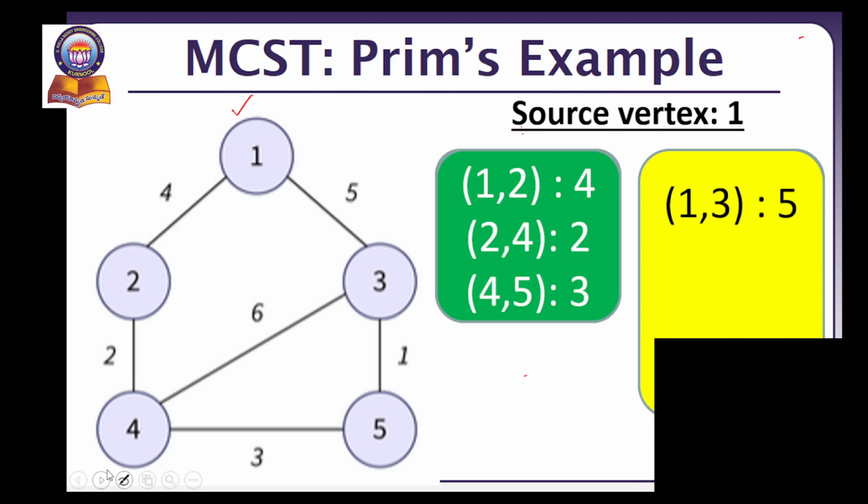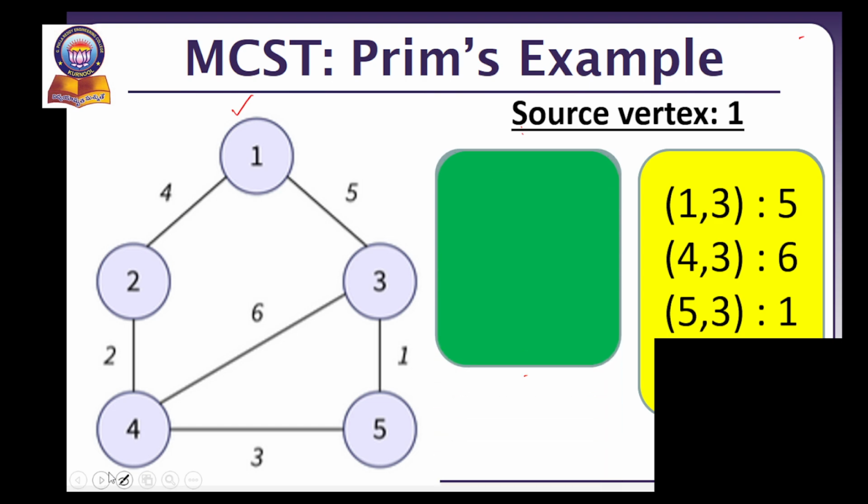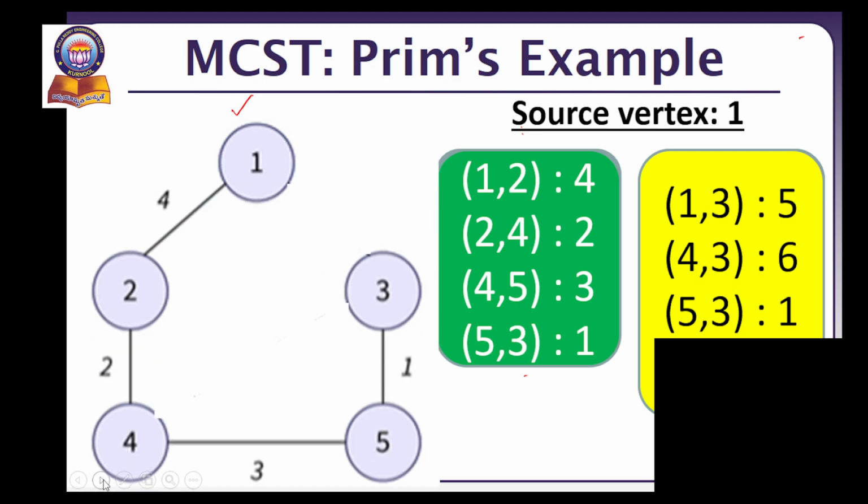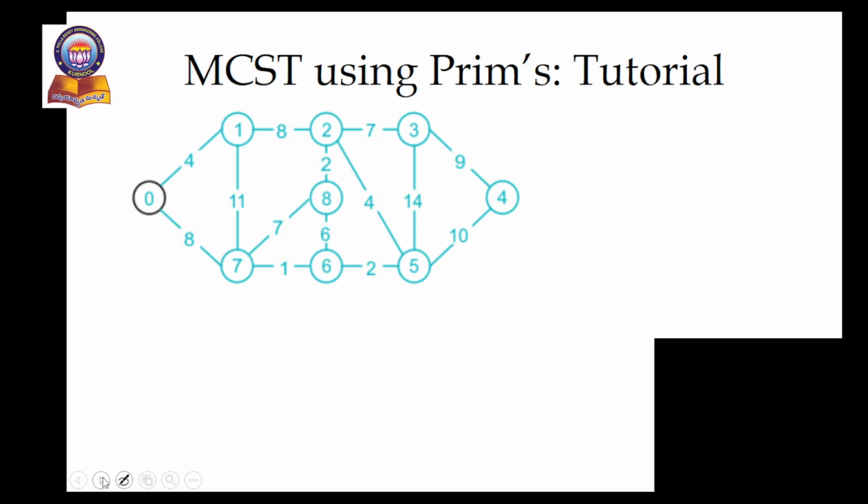Similarly, for the remaining edge costs from the current vertex, what can we reach? That is 5 to 3 with the cost equal to 1. So we can say the minimum is equal to 1 and the edge is 5 to 3. So edge 5 to 3 has to be taken into the solution set. And that is how we get the final spanning tree, which is the minimum cost spanning tree. This is done using Prim's algorithm.